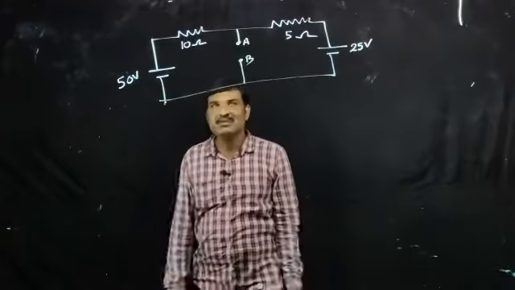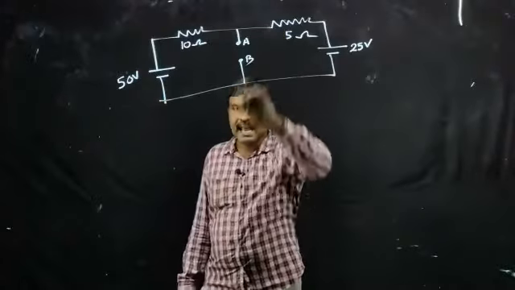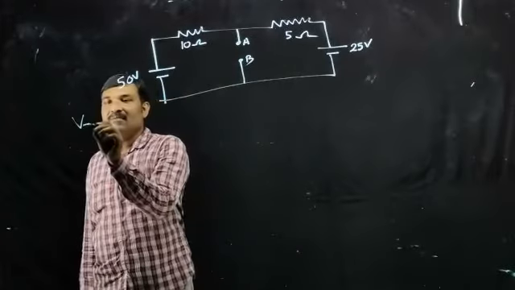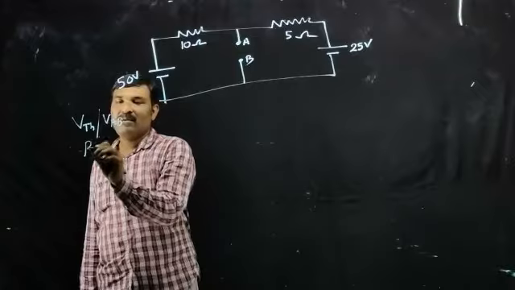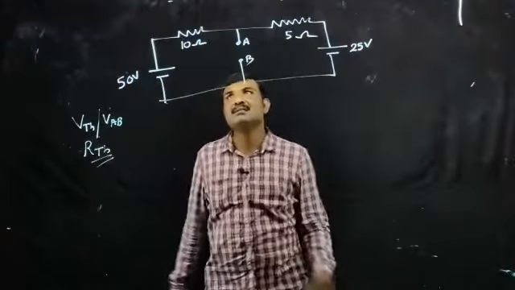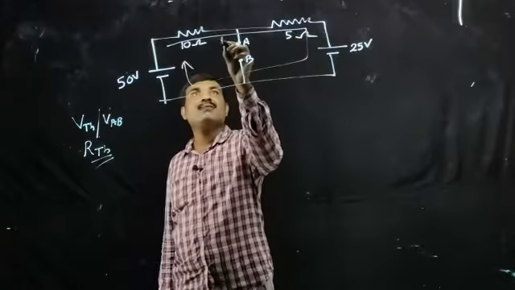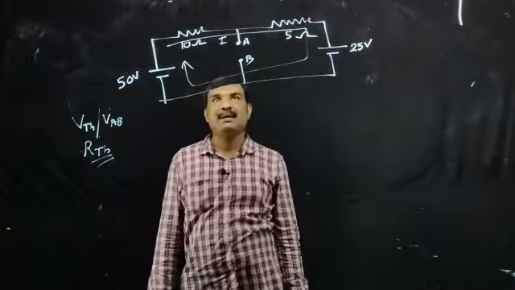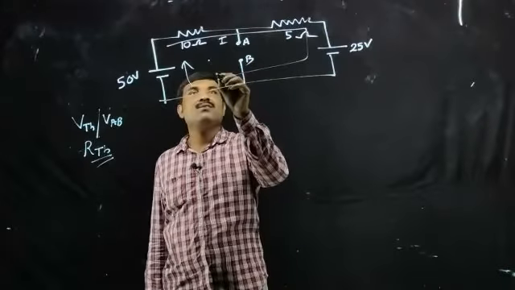Our question is to determine Thevenin's equivalent voltage with respect to this terminal AB and the equivalent resistance. So we have to determine VTH, that is equal to VAB, and also we need to determine RTH. Right. Okay. So it's a very simple circuit. We have only one loop. This is our loop, so this is the current flowing through this loop, right?